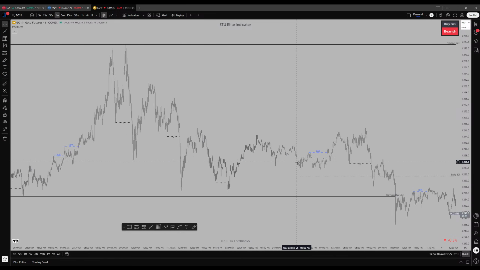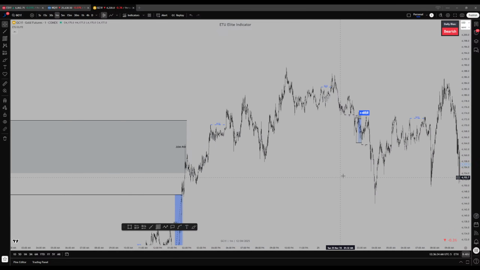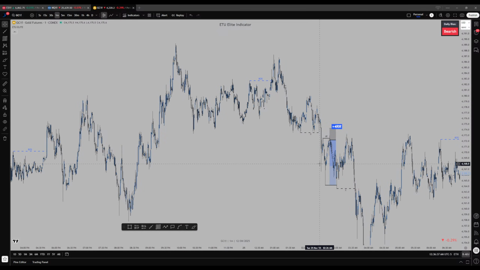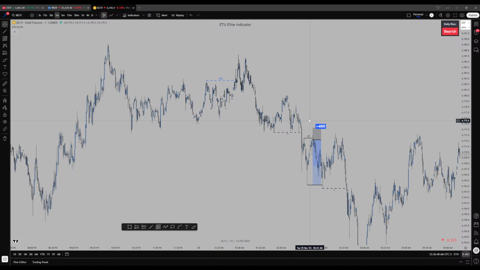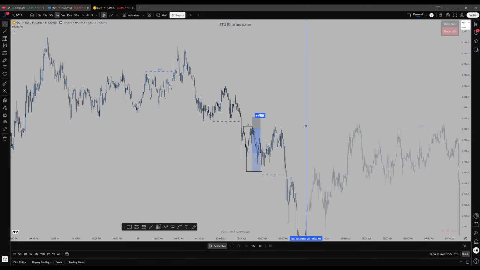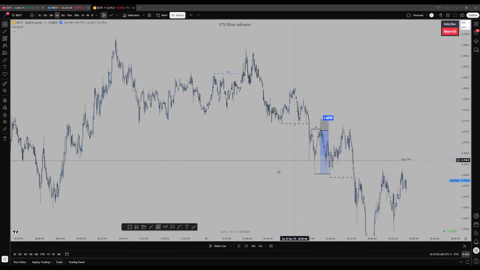Go back to your journal, or sorry, TradingView, find the next trade. My next trade was here on November 25th. So in my journal, I'm going to put November 25th. What session was this? Let's go in replay mode here again. But daily bias, again, look at my daily bias. This trade was also in line with the daily bias. So I'm just going to put that along with daily bias.